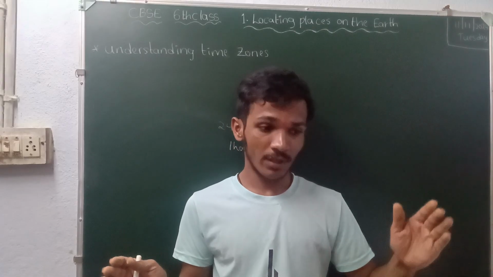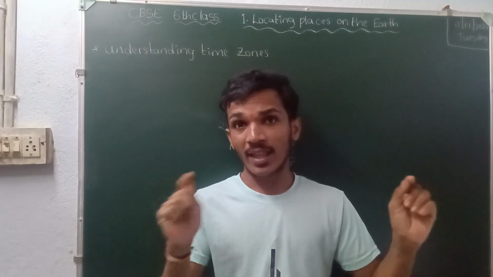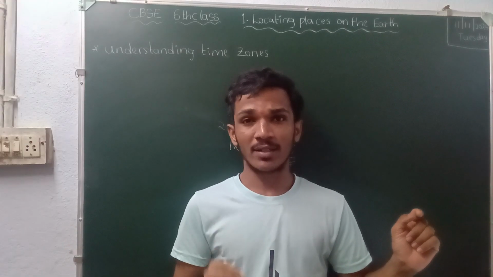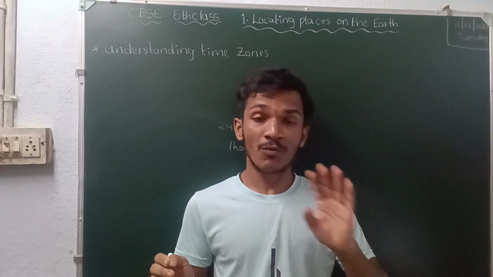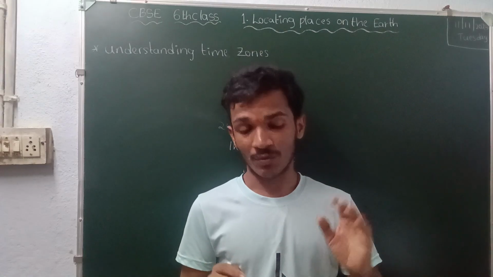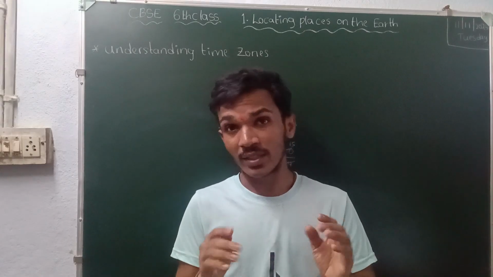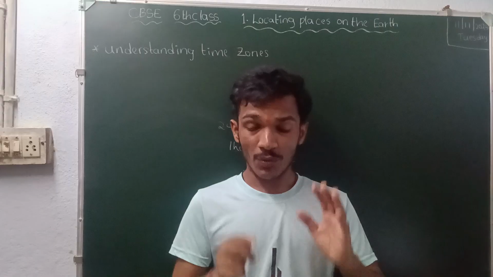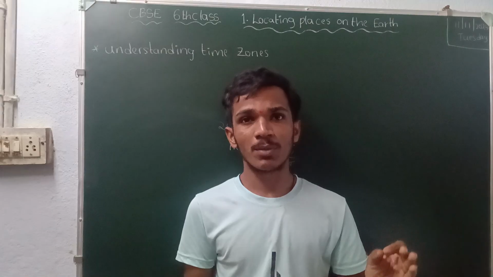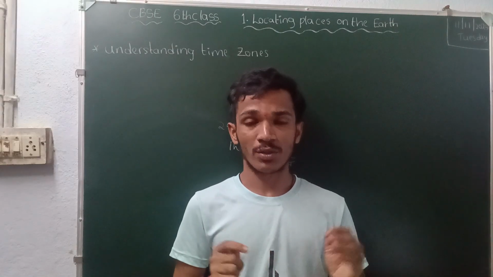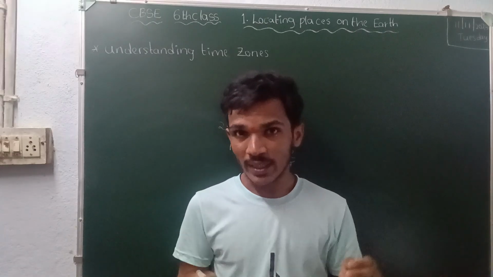Because between Assam and Gujarat, there is a 30 degrees longitude difference. For every 15 degrees there is 1 hour, so for 30 degrees there is a 2 hour difference. So we can say that based on the longitude, the time difference will be 2 hours between Assam and Gujarat if we follow the local time.